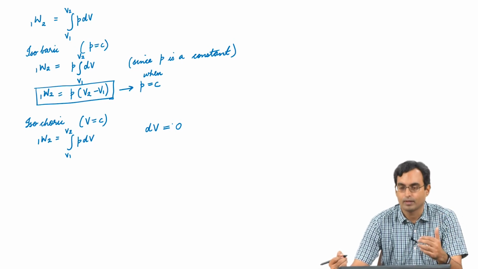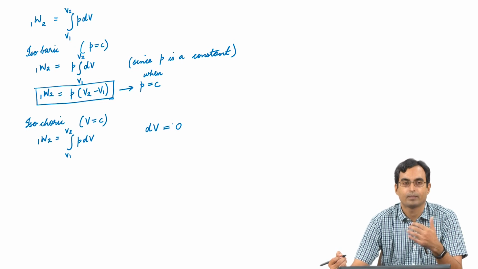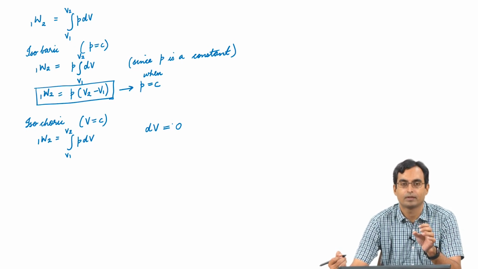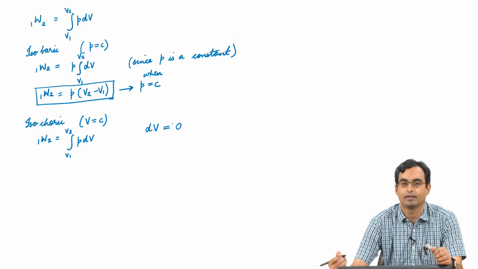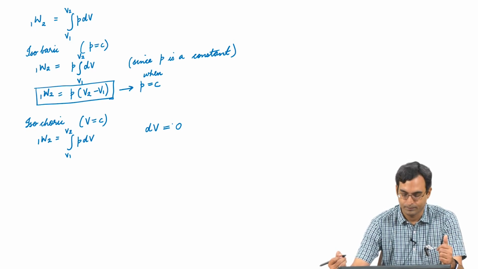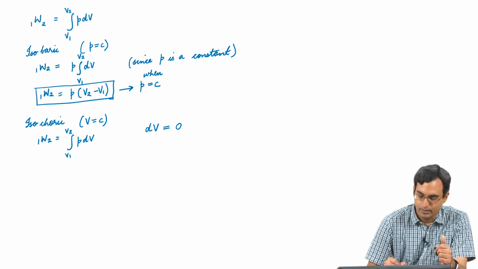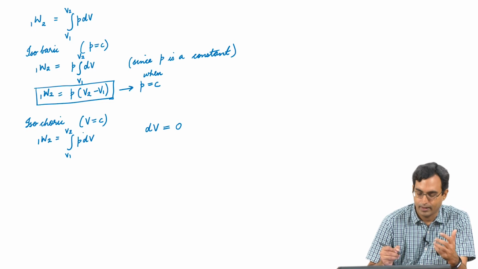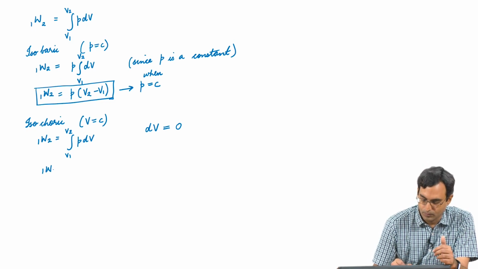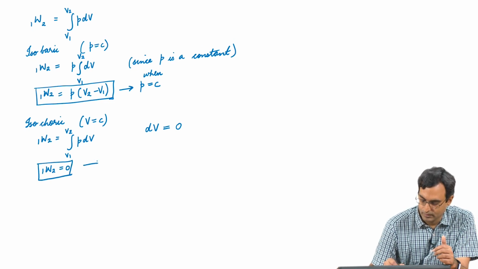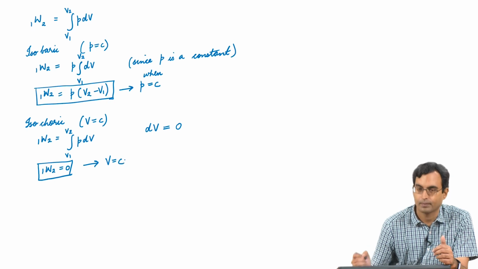So, if V1 is the same as V2, so V2 minus V1 or change in volume or any differential change in volume, any small change in volume, all of them are essentially 0, because there is no change in volume. So, essentially this term is 0. So, this term into this is also 0, the entire thing is 0. So, what we see is 1W2 is 0, which is what we get for volume equal to constant process.